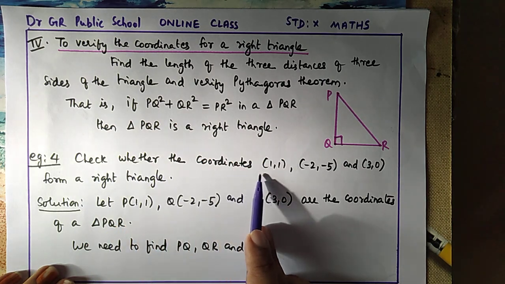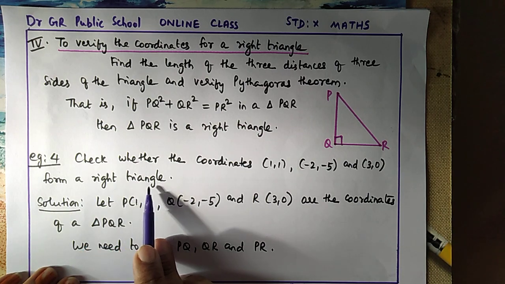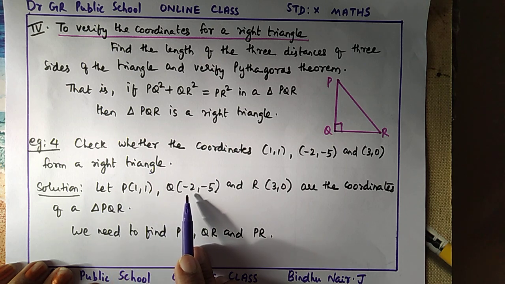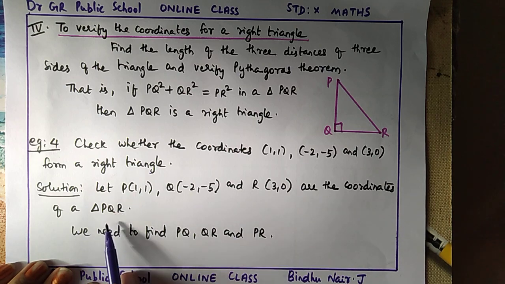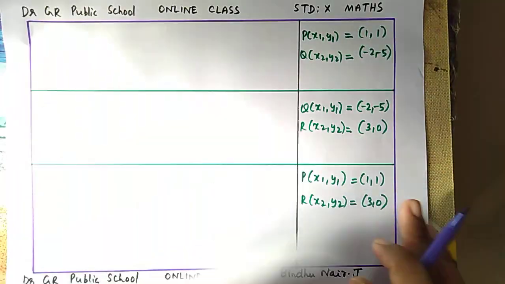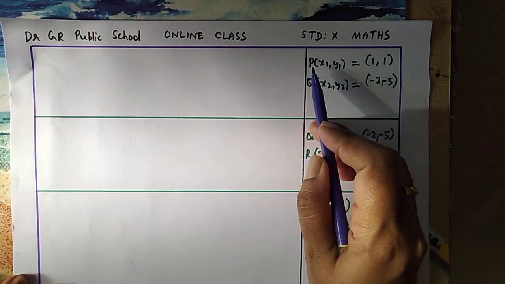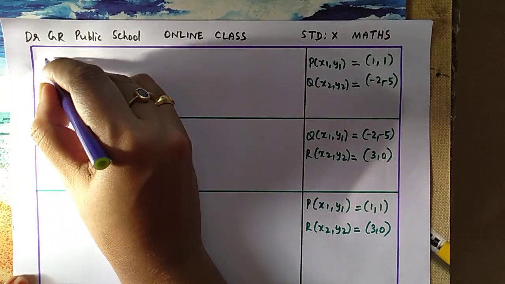Check whether the coordinates 1, 1, minus 2, minus 5 and 3, 0 form a right triangle. So start the solution. Let P 1, 1, Q minus 2, minus 5 and R 3, 0 are the coordinates of a triangle PQR. So we need to find the three distances PQ, QR and PR using the distance formula now. Right? Yes. So first we can start with PQ. So in order to find PQ, I have written P and Q. P is our x1, y1, Q is our x2, y2. So first we can find out PQ.